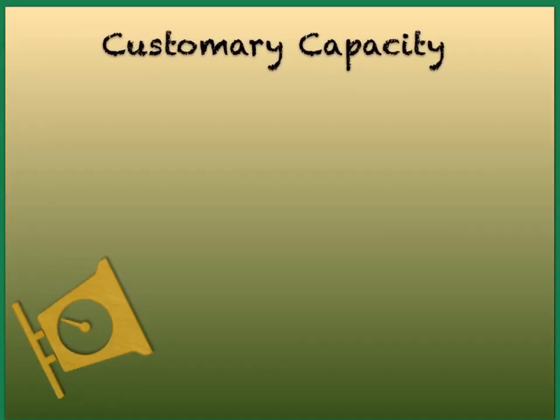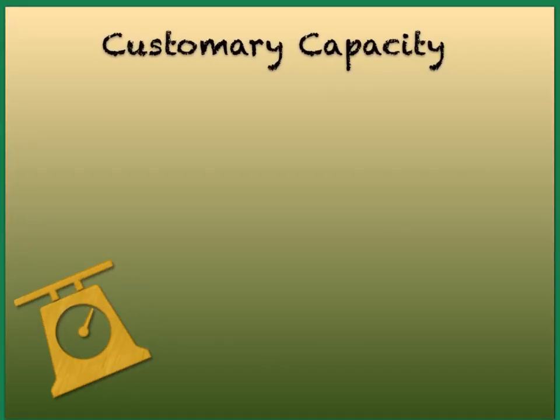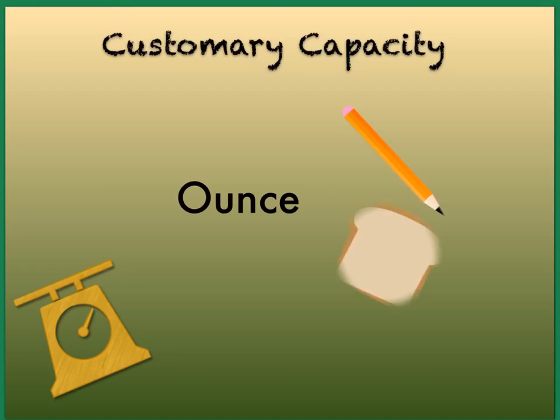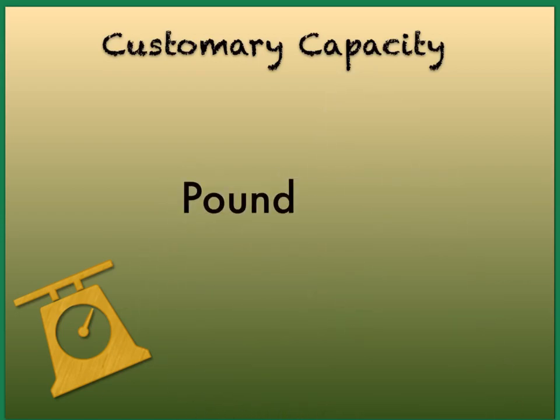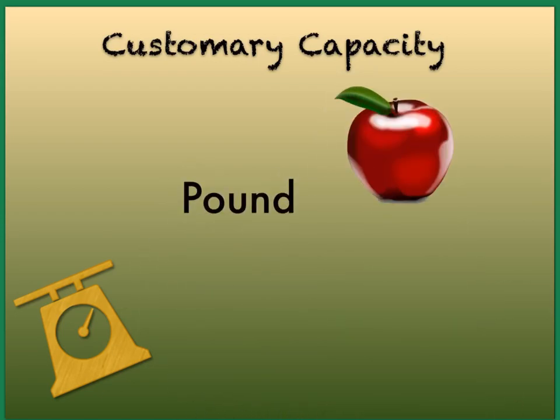The nice thing about units for weight in the customary system is that there are only three that we are going to focus on. The ounce is the smallest unit for weight, and it is actually really, really small. In fact, it's hard to find things that only weigh an ounce. Two things you might know that weigh close to an ounce or two are a pencil and a slice of bread. The next larger unit is the pound. A large apple weighs about 1 pound, and so does a baseball.